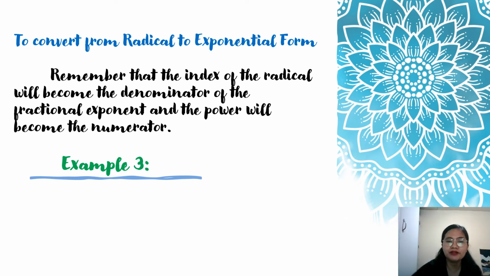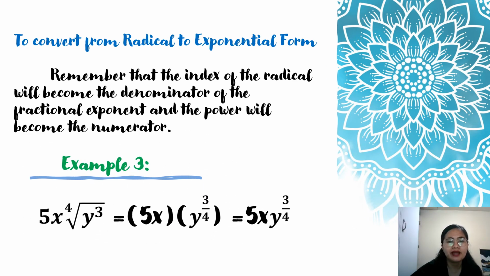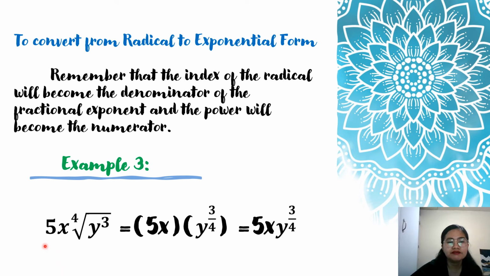For our example 3, we have 5x, fourth root of y cubed. So, yung 5x po natin, ang tawag po natin dyan ay coefficient of the radical. Kasi, ayan yung number sa labas ng radical natin. And then, yung radical natin is fourth root of y cubed. So, ito po yung i-rewrite natin into exponential form.